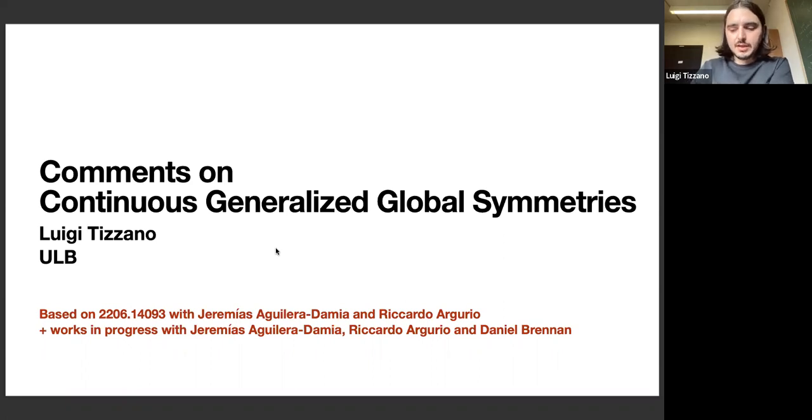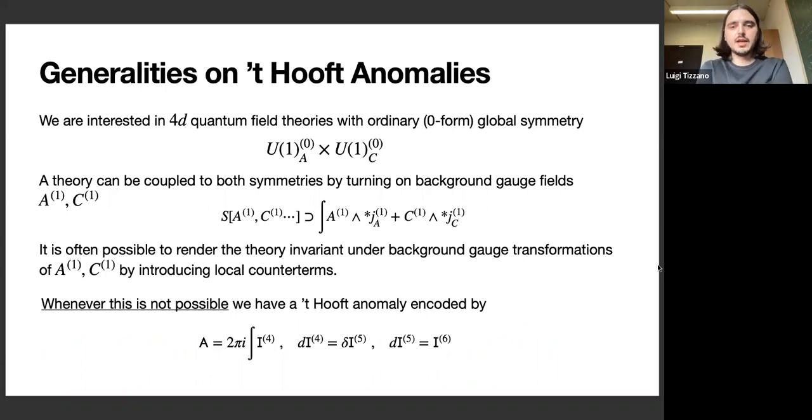Okay, so I'll start by telling you some general comments on global symmetries in quantum field theory, and in particular abelian global symmetries. And more particularly, I want to tell you something very basic about 't Hooft anomalies. So for this part of the talk, I will be interested in a quantum field theory in 4 dimensions that has these 2 ordinary U(1) symmetries that I call A and C.